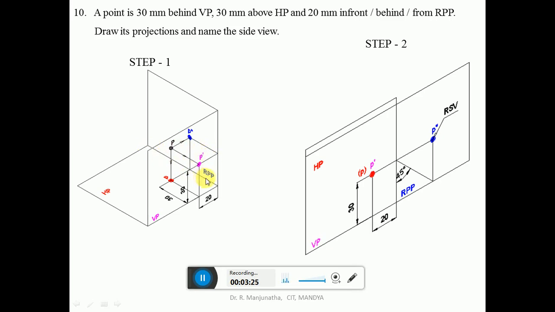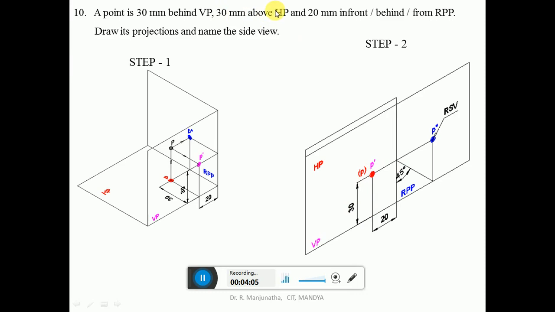When we cut here and open, the horizontal plane is rotated above and the right profile plane is rotated to the right side. Both P dash and P double dash will come on the same line, because the vertical plane will be aligned with the right profile plane, as shown in the second step. In this, the distance with respect to the profile plane, that is behind RPP, which is 20 mm, is seen in both front view and top view. From the vertical line, you can see that 20 mm from here to this projector, and also from here to this projector, is the distance with respect to the profile plane.